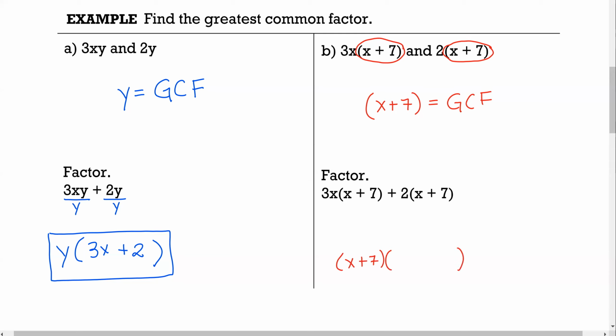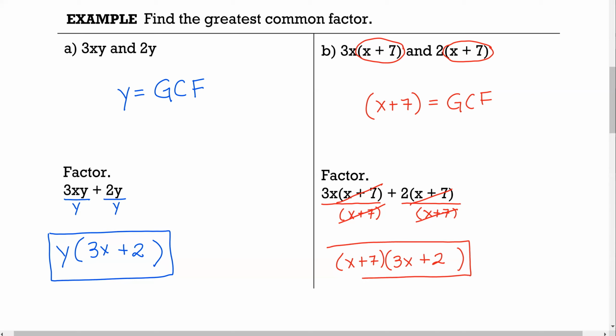All right, so if I want to get my second factor here, I divide 3x times the x plus 7 by the x plus 7, and that's going to leave 3x. And then if I divide the 2 times the quantity x plus 7 by the quantity x plus 7, that's going to leave plus 2. So as you can see here, these two examples are similar. Let's try some more of these.